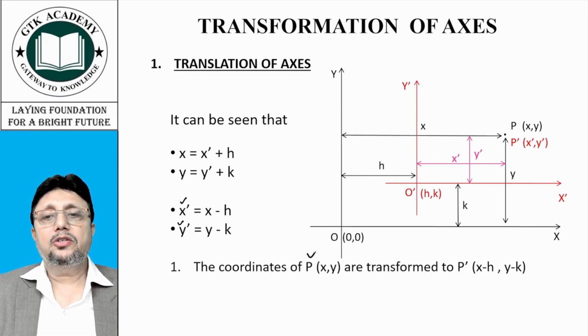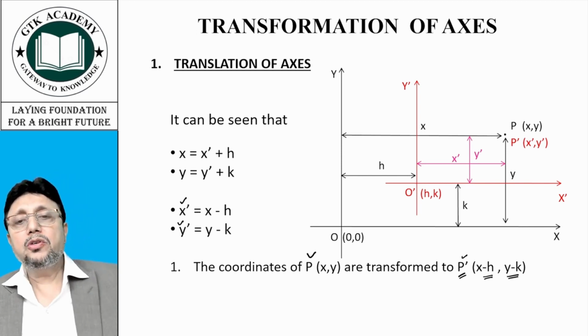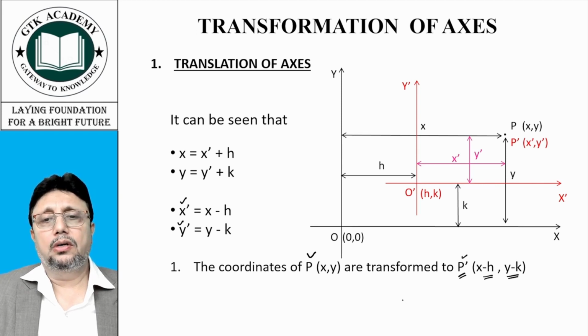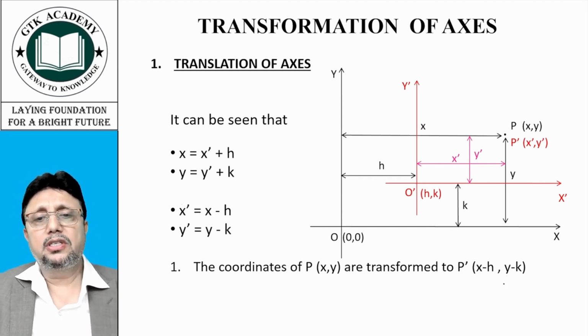So the coordinates of P are transformed to, you can call it P dash, x minus h and y minus k. What happens to the equation? Suppose we have an equation, any equation, 4x plus 3y plus 8 is equal to 0. Any equation we can call f(x, y) is equal to 0. We write it like that. It has x also, it has y also. So what happens to this equation?